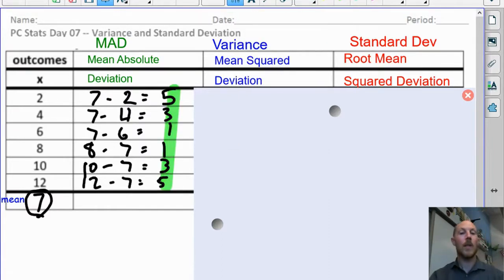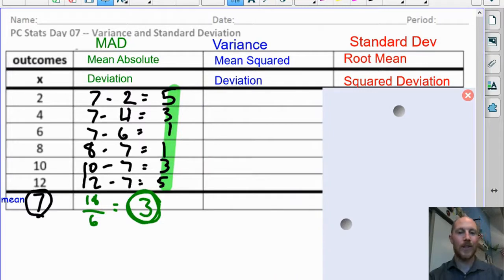All right, so these numbers right here, those green highlighted ones, are the numbers that I really need to have in this column. Average them. So I'm going to add all 6 of those numbers up, divide by 6 to get the average. So 8, 9, 18. Those add up to 18. Divide by the 6 numbers in that column. 18 divided by 6 is 3. 3 is the mean absolute deviation.